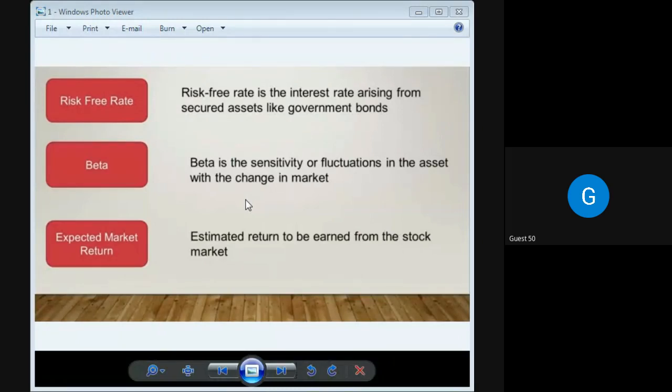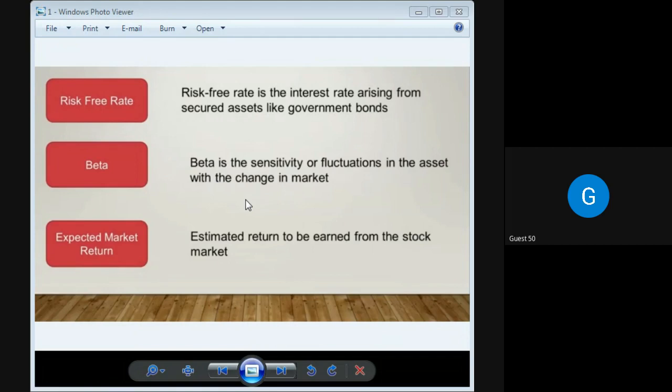The first one is the risk-free rate. What is the risk-free rate? The risk-free rate is the interest rate arising from secured assets like government bonds. Okay. So whenever we invest in secured bond assets like government bonds, okay, government bonds mean less risk, less return. Okay, simple. You all know about it.